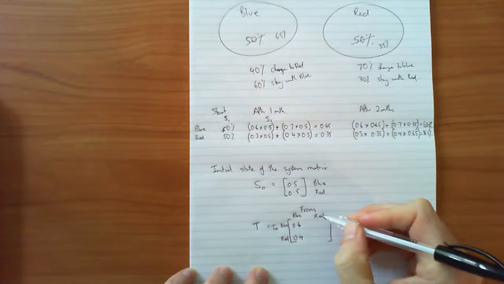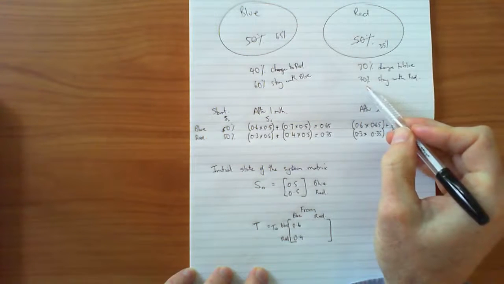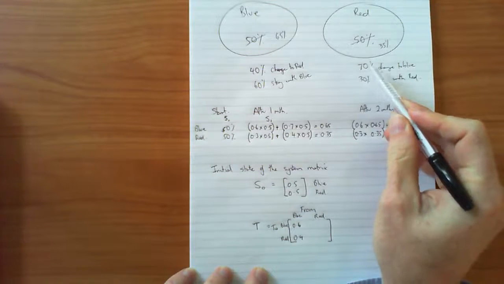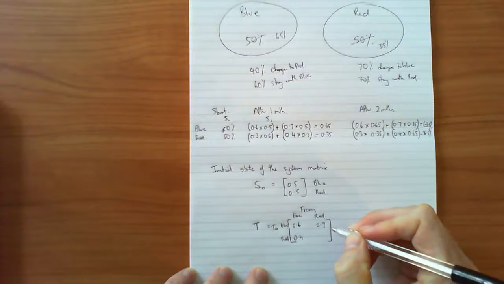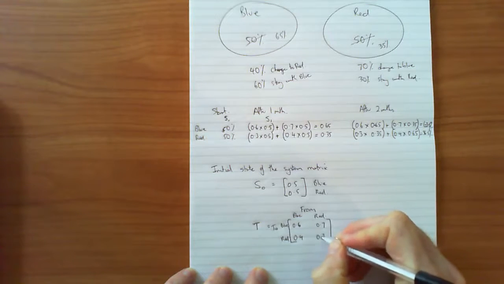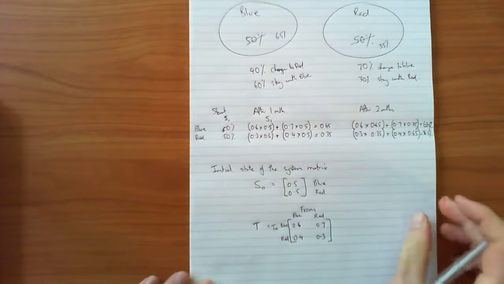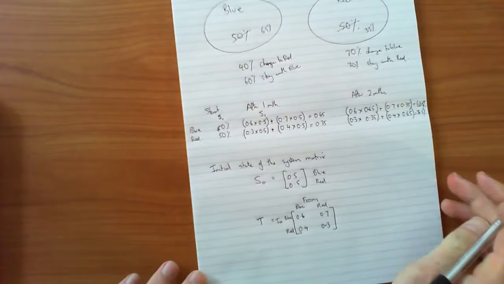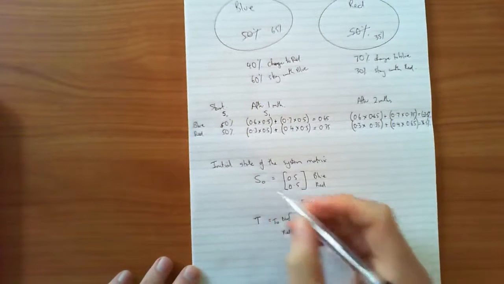What proportion of people go from red to blue? Well, in the question we read that 70% of red drinkers change to blue. So that would be 70% there and 30% here. So this is now what we call our transition matrix. Now, this is our initial state.